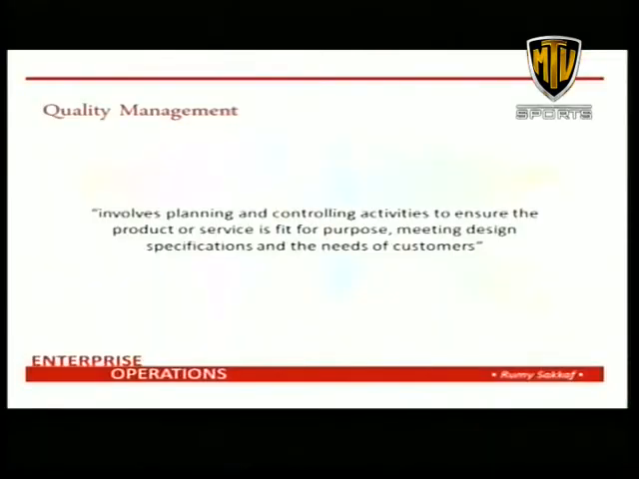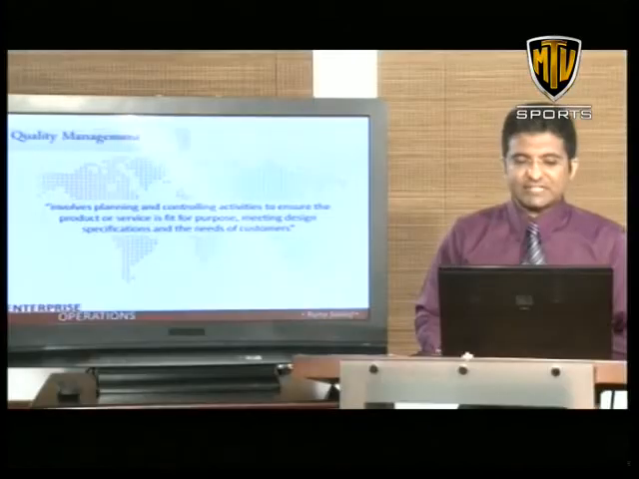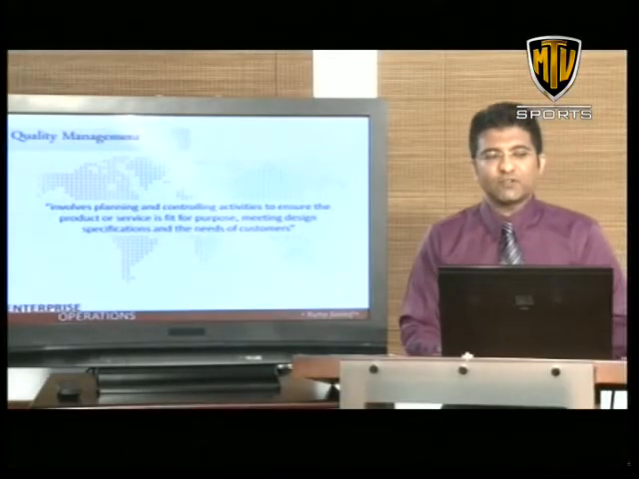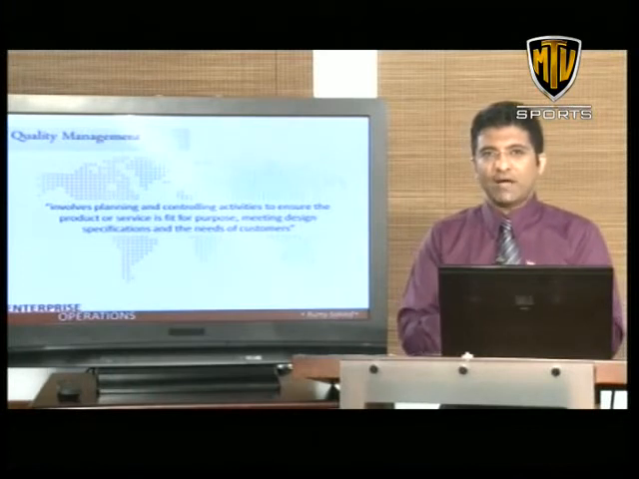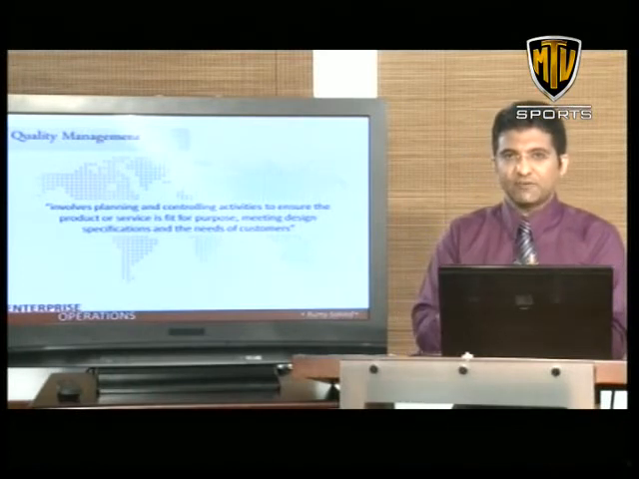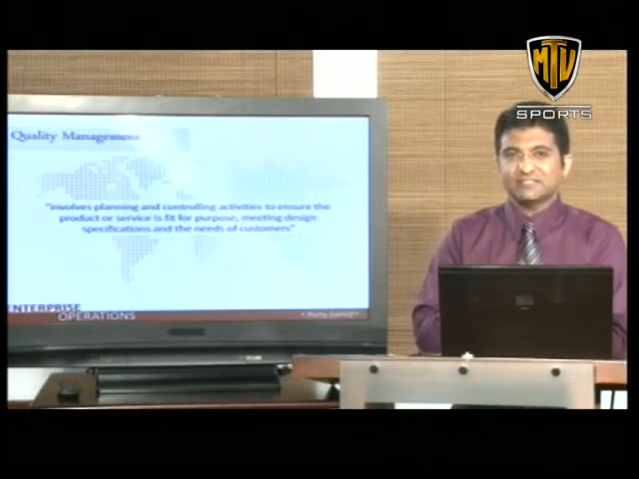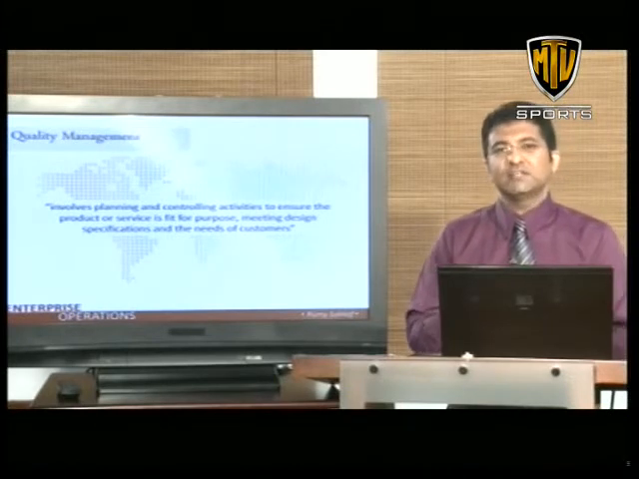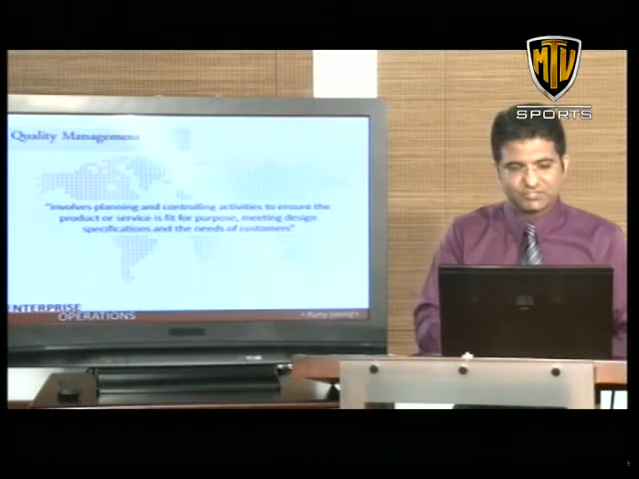The definition of quality management involves planning and controlling activities to ensure the product or service is fit for purpose. Repeating again, fit for purpose, meeting design specification and needs of customers. So it is a planning process, it's a controlling activity for several reasons. Number one, the product or service needs to be fit for the purpose. Number two, meeting the design specifications. And number three, the needs according to the customer requirements.